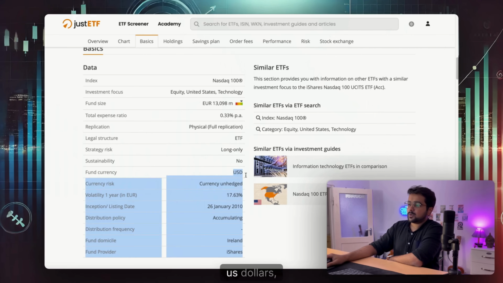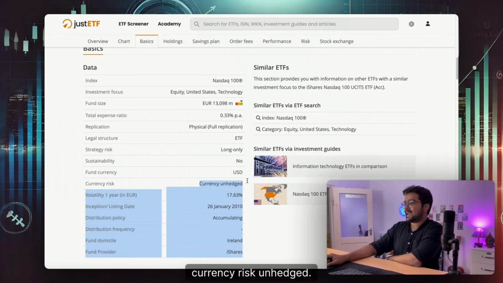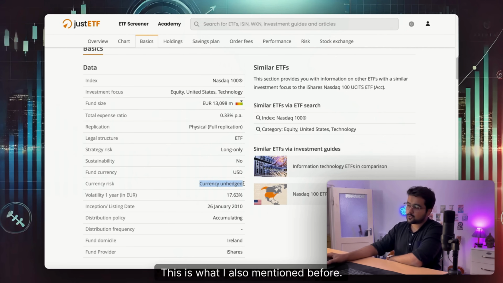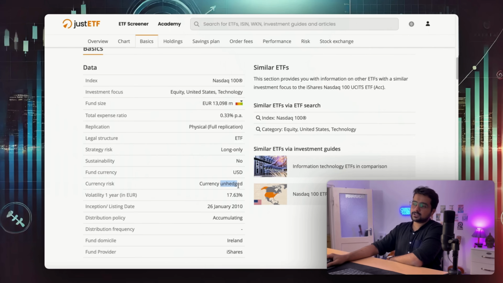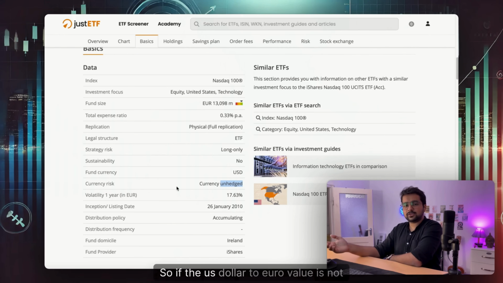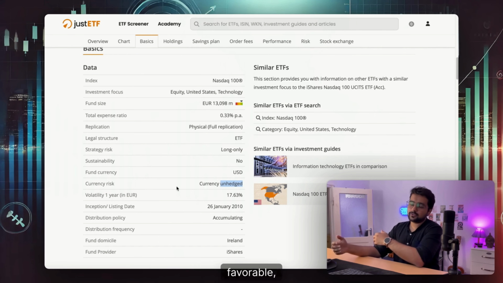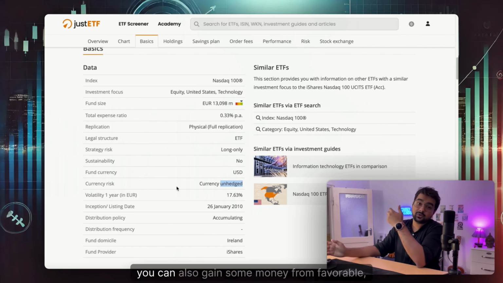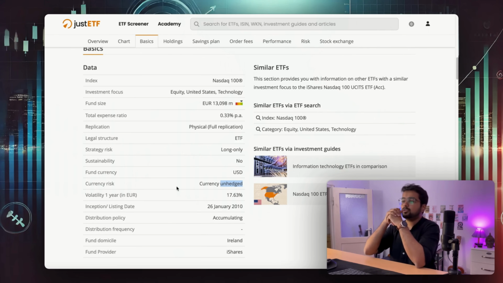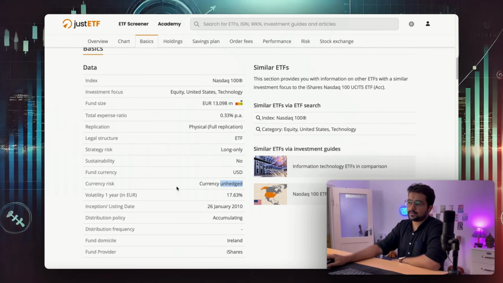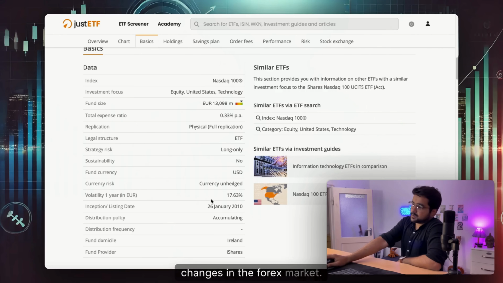Fund currency US dollars. Currency risk, unhedged, this is what I also mentioned before. So if it is unhedged, you are susceptible to the risks of forex fluctuations. So if the US dollar to euro value is not favorable, you will lose some money. However, you can also gain some money from favorable changes in the forex market.